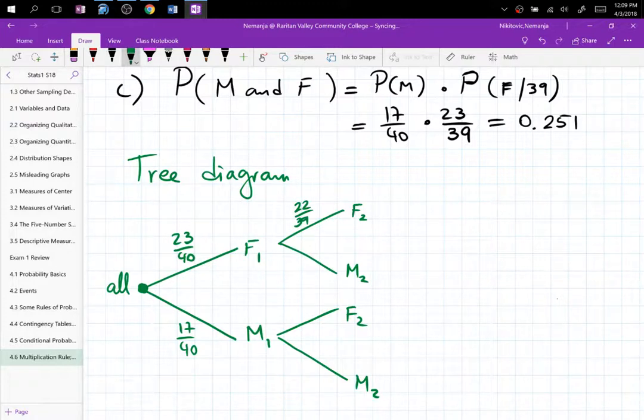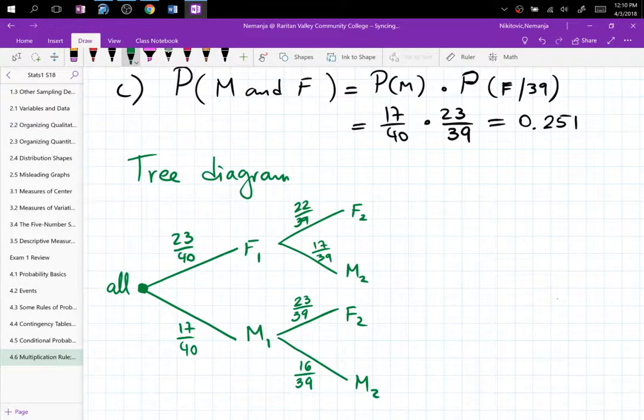And picking a male, we still have 17 males, but it's 39 people. Now we're going to take a look at the branch for male. If you pick the male first at 17 over 40, then to pick a female, you still have 23 over 39, and male will be 16 over 39.